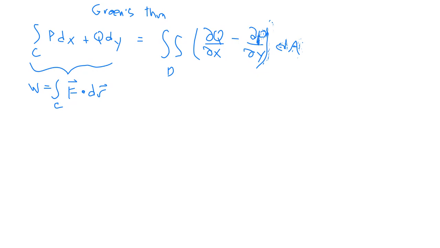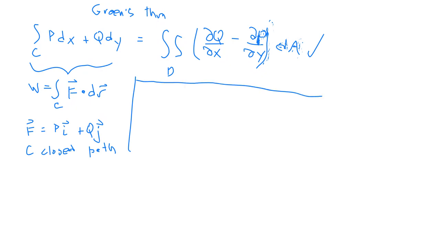Now, of course, the vector field F is Pi plus Qj. And incidentally, also, C is a closed path. So here's Green's theorem.